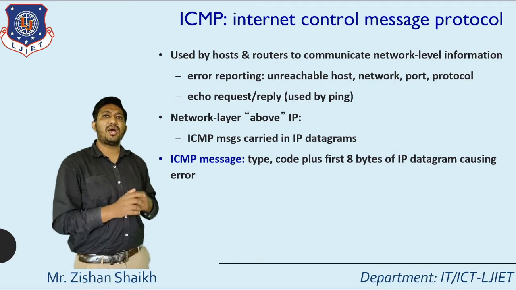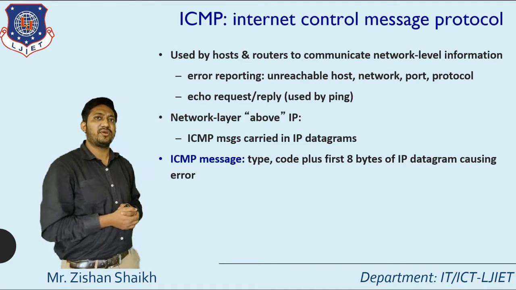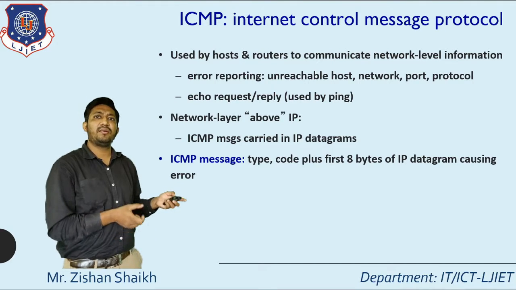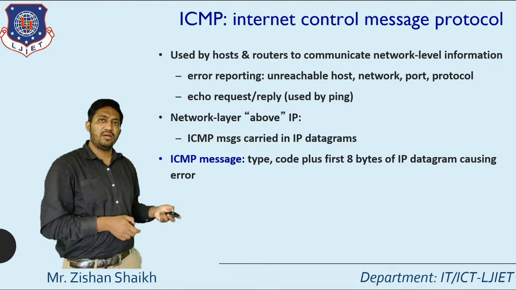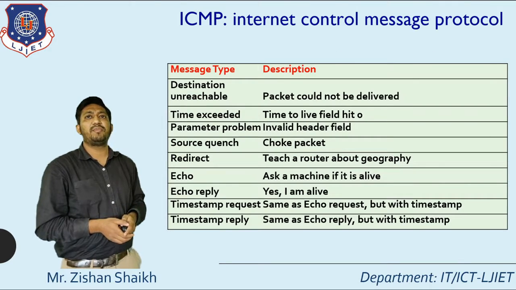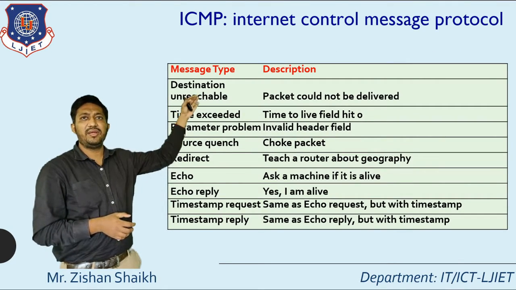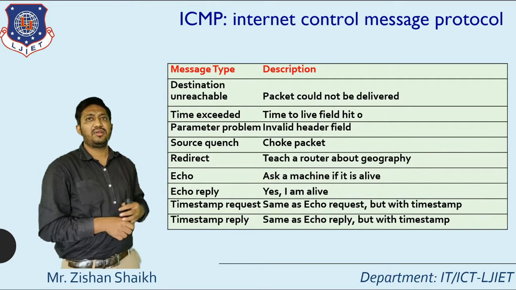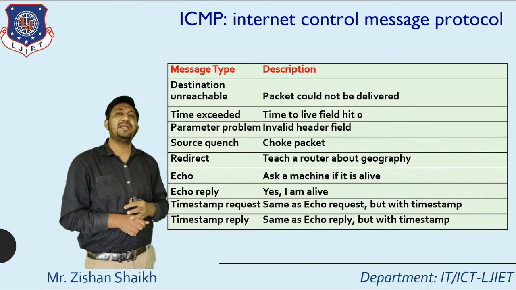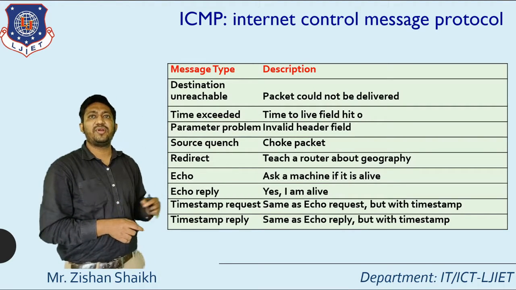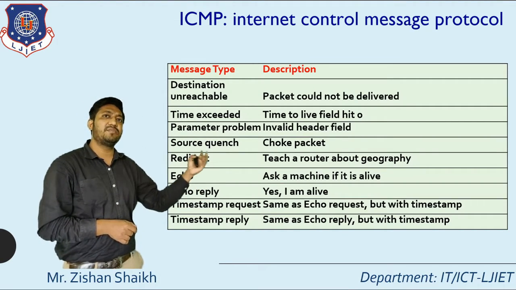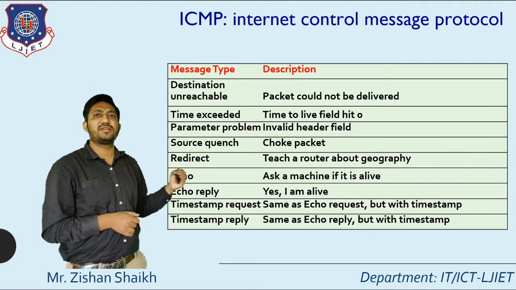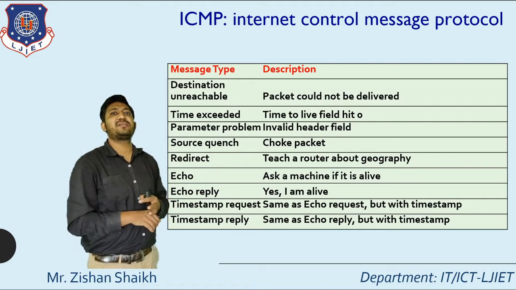If we are talking about how the ICMP message format works, it contains only three parts: type, code, and the particular message. When we talk about the message type, it might be of this kind. Destination unreachable means the packet could not be delivered to that particular host. Echo asks the machine whether it is alive or not. If an echo reply comes, it means it is alive there.